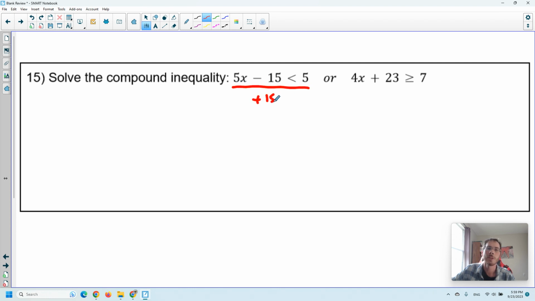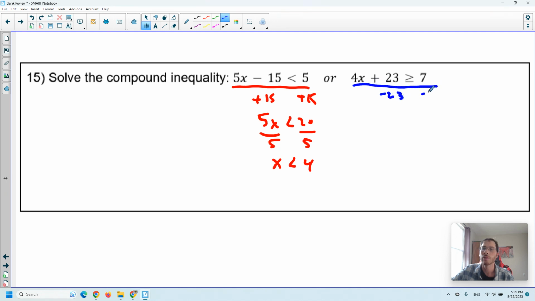I'm going to add 15 to both sides. So 5x is less than 20. I'm going to divide both sides by 5 to get x is less than 4. Okay, that seems kind of normal. That was actually kind of quick. I'm going to do the blue one next.